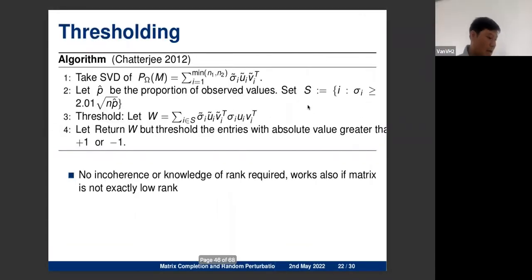So there's another idea by Chatterjee that used thresholding, namely that you don't have to use all the singular values, but you use only the important ones, namely the big enough ones. In that case, you can avoid kappa being big, right? Because you have already deleted all the small singular values.